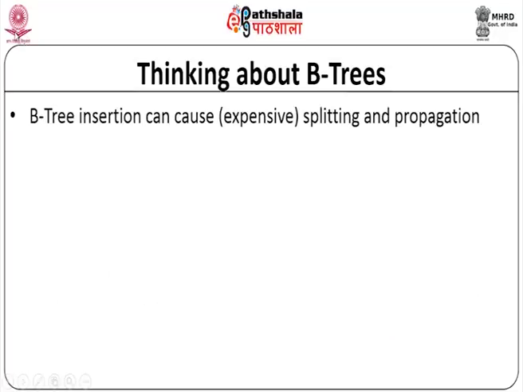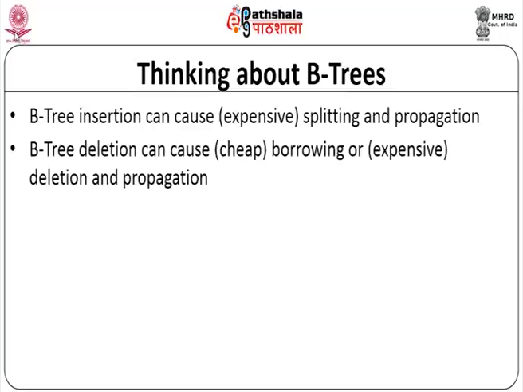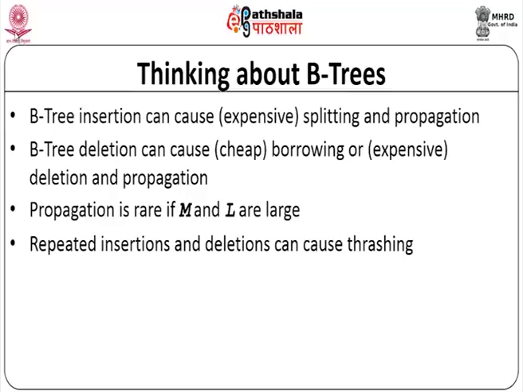B tree insertion can cause expensive splitting, not only splitting, it can also propagate. So, if you have a tree of depth 4, it could even propagate up to the root. B tree deletion can cause cheap borrowing, if you just have to borrow from the siblings, or expensive merging and propagation. Propagation is rare if both m and l are large, that is the lower and upper bounds. Repeated insertion and deletion can cause thrashing, you keep doing this.